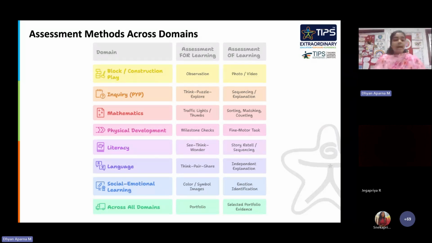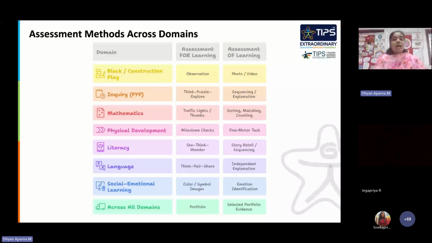And if we move to math, we can use some simple strategies like traffic lights. This helps us to get instant feedback from the learners so that we can decide what we can do next. And for physical development, which is very crucial in early education, we can use developmental milestone checklists. These help us understand where the learner is now and how we can support them to attain the required milestone. And one thing here to remember is the age. Even a gap of 4 to 5 months can make a big difference. So it's very important to assess with their age and their individual readiness.